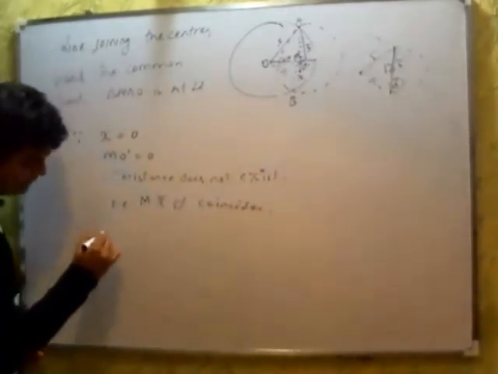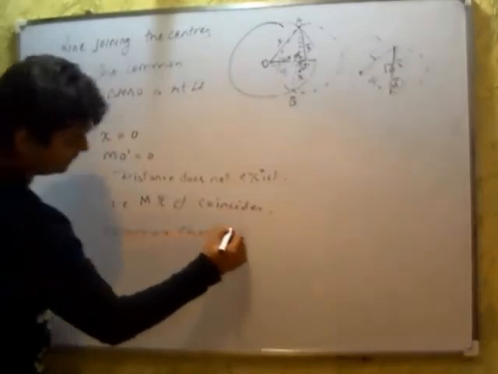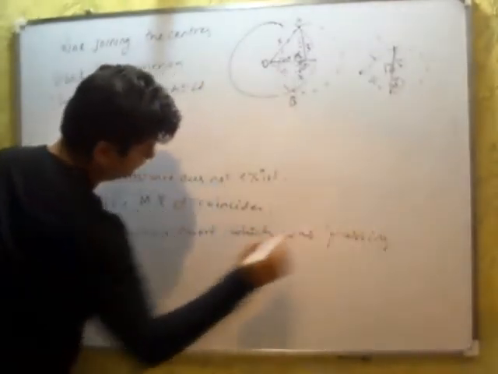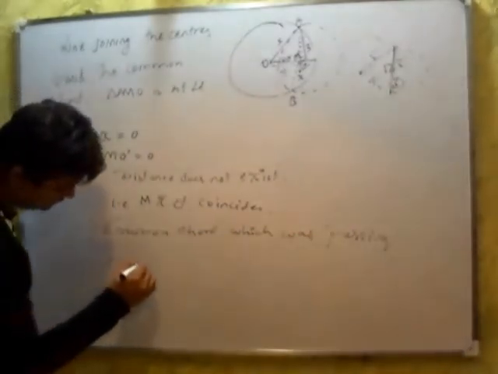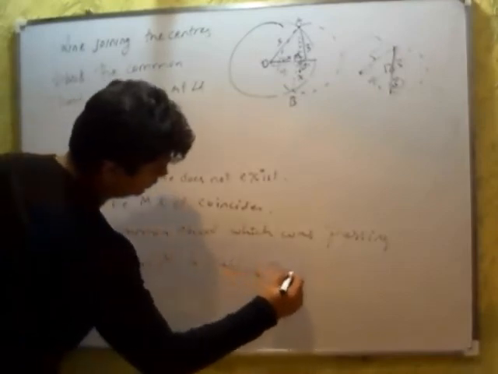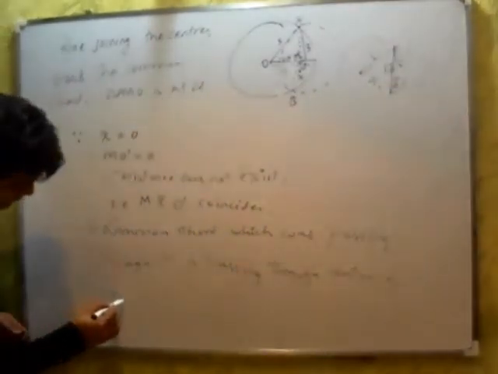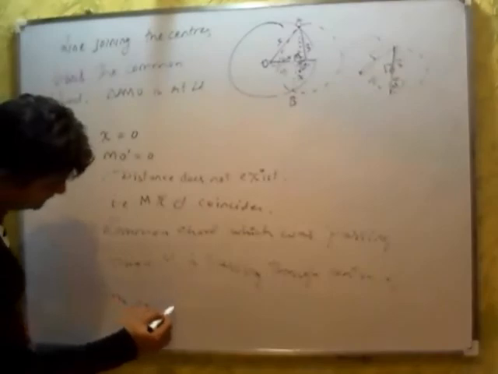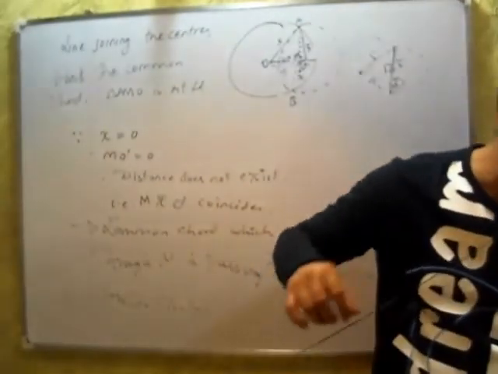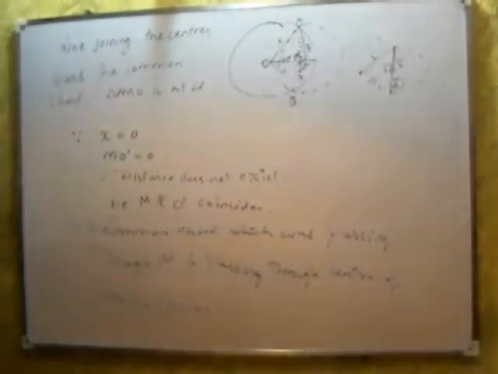which further says that the common chord which was passing through M is passing through the center of the smaller circle, which means when a chord is passing through the center, it means it's a diameter, right? And the diameter length is 6. So you can write it over there.